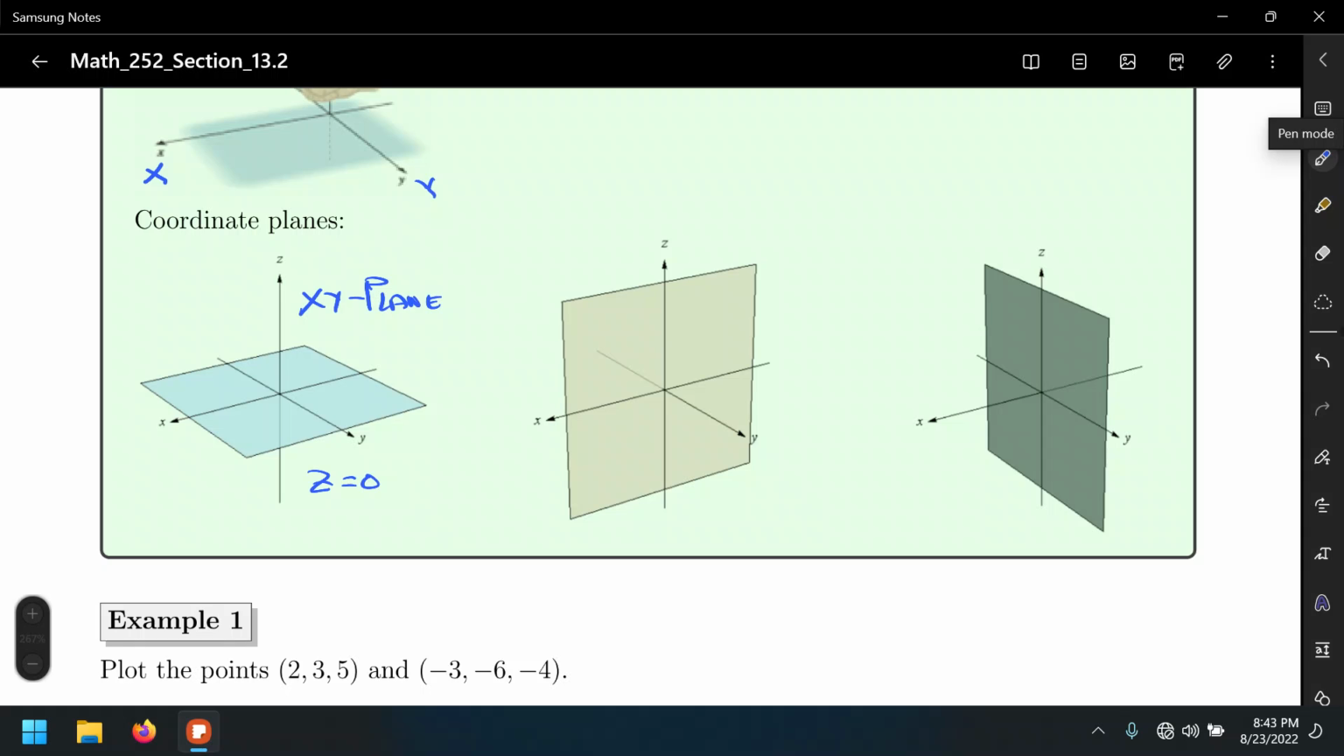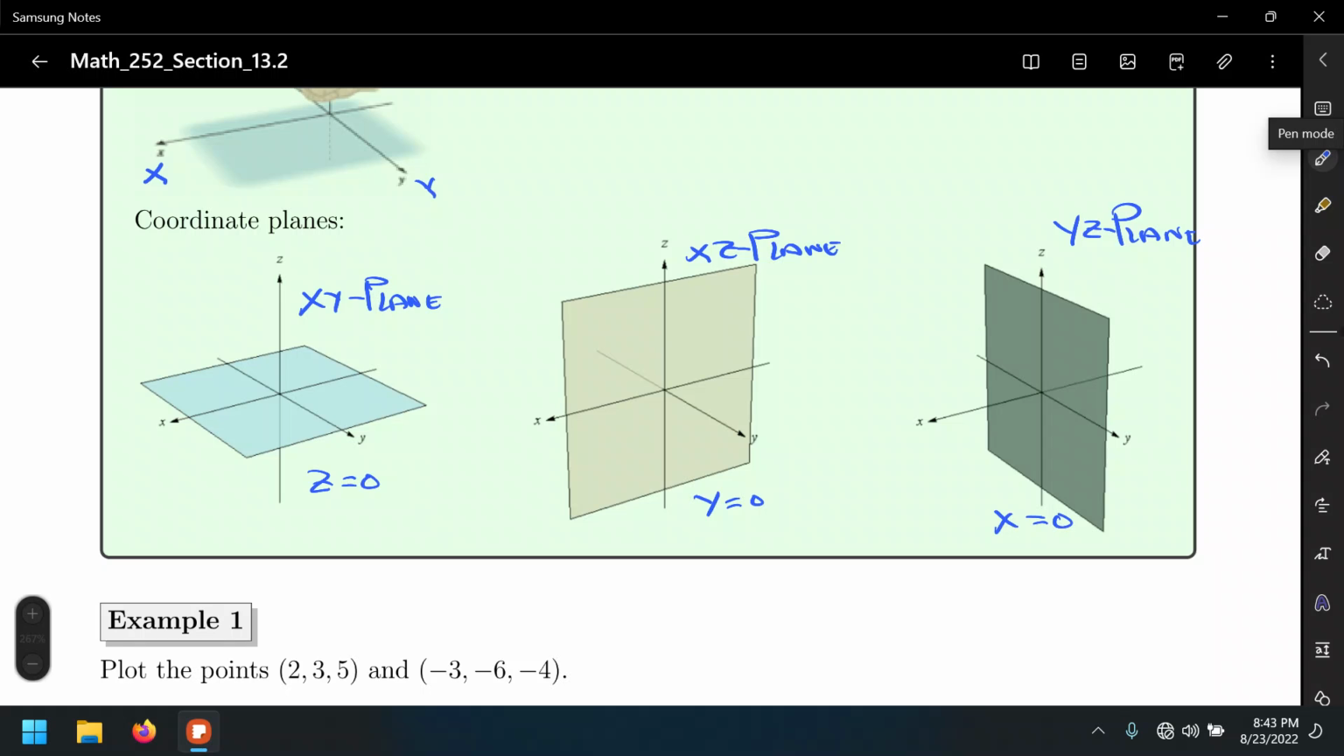Now, let's look at the second plane. The second plane includes the x-axis and the z-axis. It's not a solid region. In this case, all the y's would be 0, so that's the xz plane. And last but not least, the yz plane, where in this case, x is equal to 0.